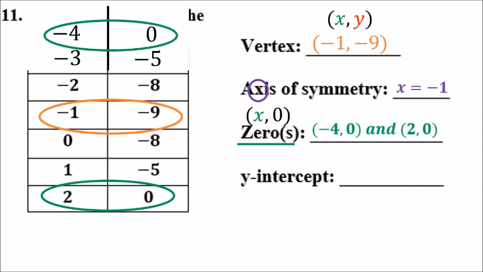Remember, sometimes you're just going to list them out. Sometimes you're going to write them as an ordered pair. When you write them as an ordered pair, make sure your x value is in the spot for the x.